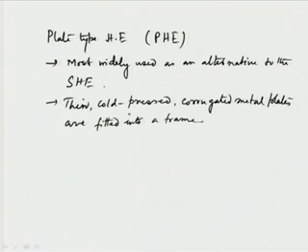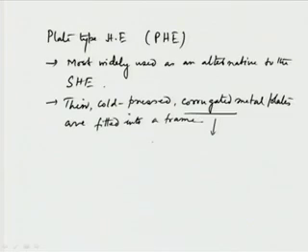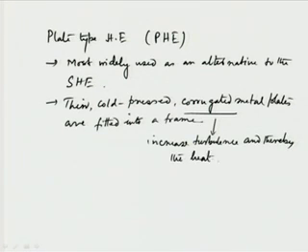Now the question is why this is corrugated. The metal surface is corrugated to increase the turbulence again, and thereby the heat transfer rate. That is what is being done, so this corrugation is because of that reason.